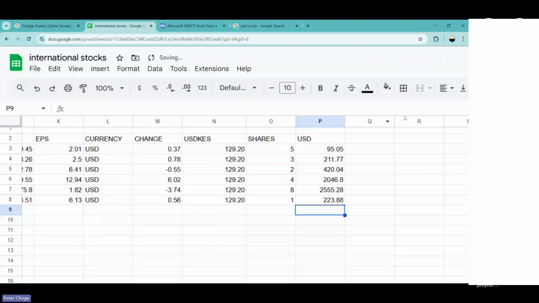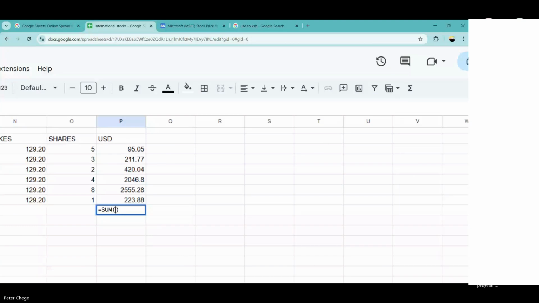I didn't put the range of the sales. So sum. This is not like the Excel we are used to. You have to drag. So this is the amount I'll get in dollars. So this is sitting in my international stocks.